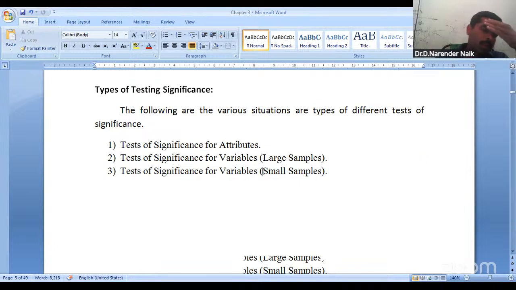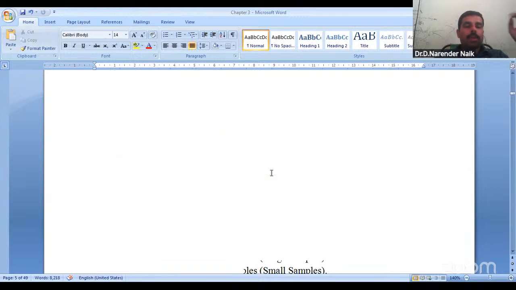So now we are slowly entering into the problematic part, that is types of tests of significance. The following are the various situations or types of different tests of significance. Number one, test of significance for attributes. Then number two, test of significance for variables, large samples. Then number three, test of significance for variables, small samples.